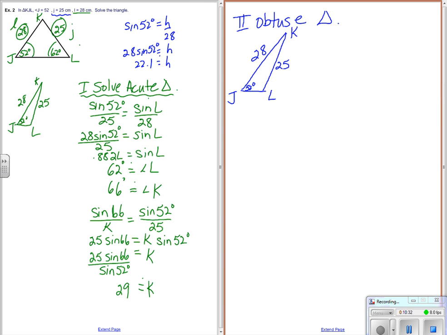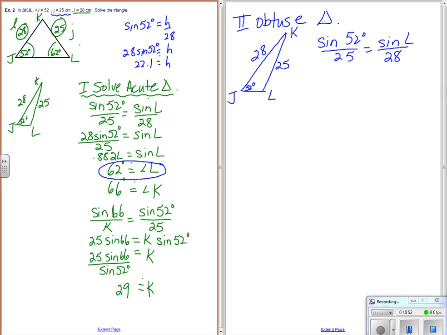I'm going to set it up as I always have. Sine of 52 degrees over 25 equals sine L over 28. Well, I know what my calculator is going to give me. I've already done the work on that. So the first possibility when you type it in your calculator is going to be 62 degrees. We know from our diagram, however, that it shouldn't be 62 degrees. It's an obtuse angle. So angle L is not going to be 62 degrees in this triangle.